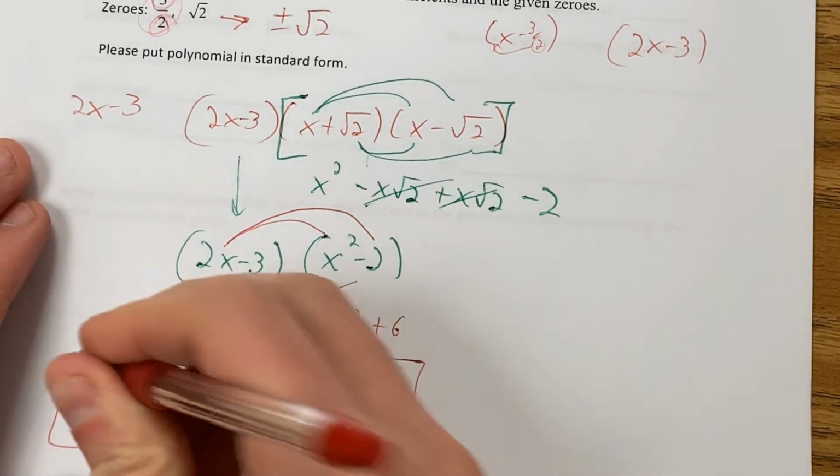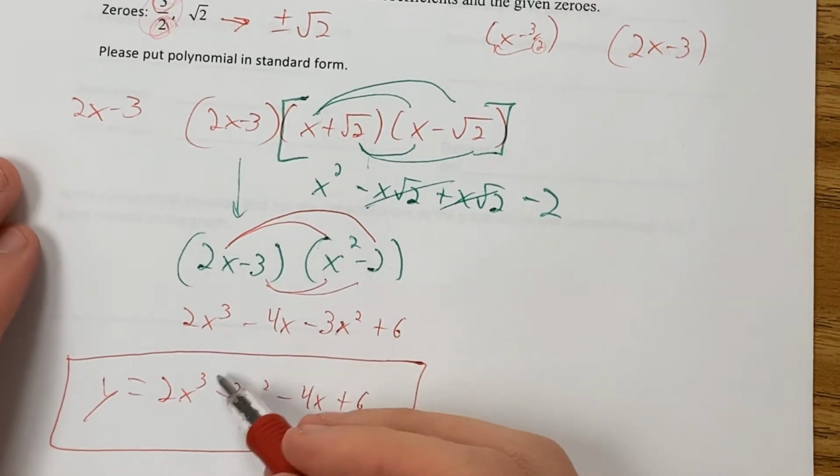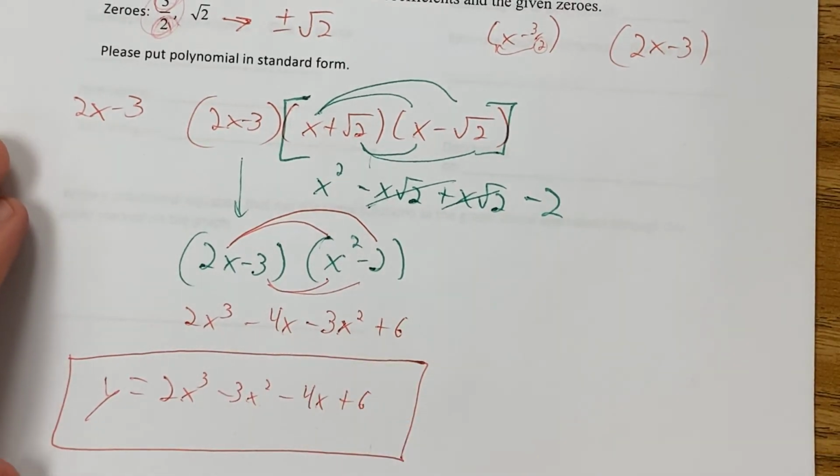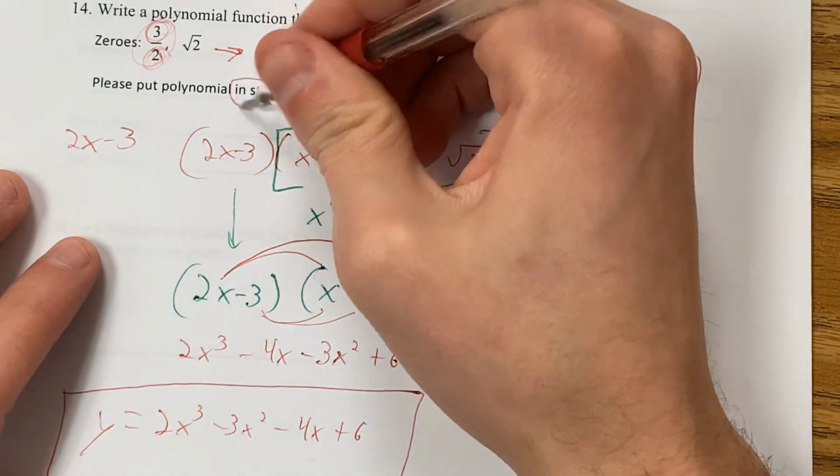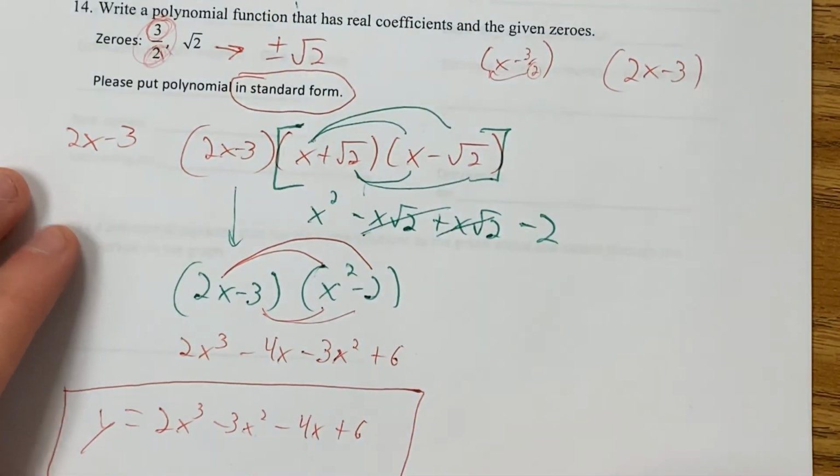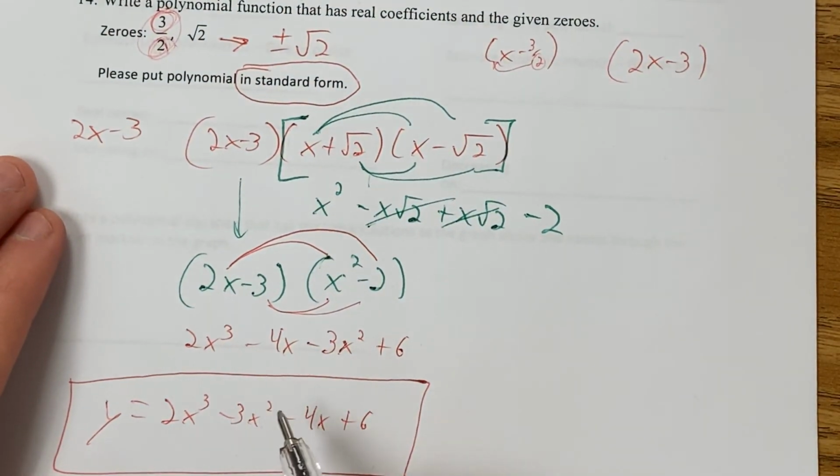And I can hear some of you asking right now, Mr. Anderson, do I have to rewrite them? And the answer is yes. It does say in standard form, and in standard form, it does have to decrease degrees. So you do have to reorder it to 3, 2, 1, 0.